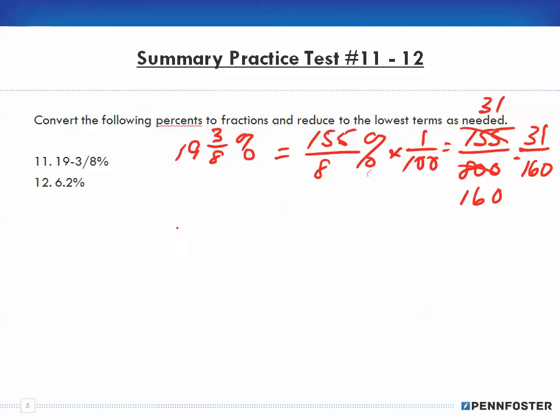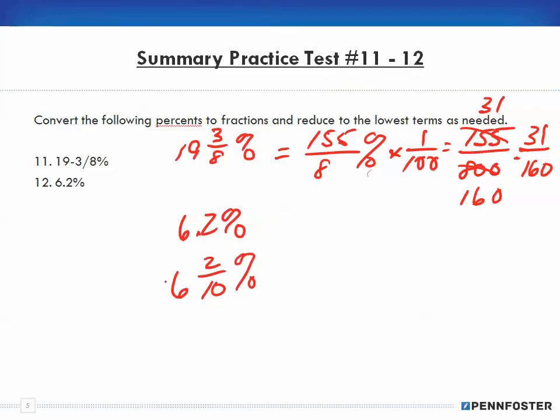Right, and problem number 12 is 6.2%. Okay, so that 0.2%, remember the 0.2, that's a fraction of a whole number. And since that's 2 in the 10th spot, that means that's actually 6 2/10, right? Why? Because if I take 2 and divide by 10, I get 0.2, all right? So it's 2 in the 10th spot. So 2 over 10 is now my fraction.